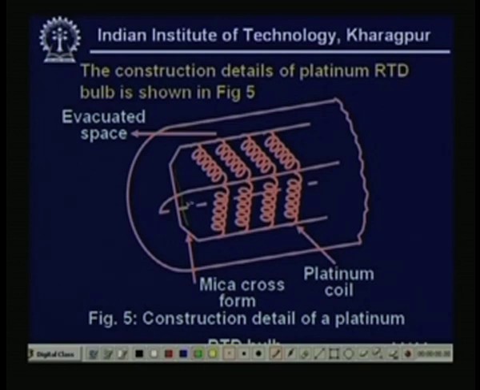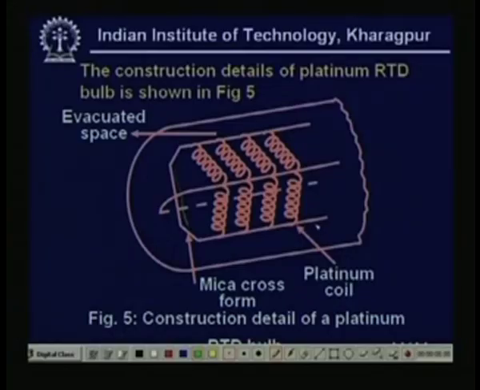This is another problem with this mica crossing. It also limits the high temperature limit, and it is hardly used above 650 degrees centigrade. And this is our platinum coil, and this is the evacuated space. The whole thing is put in a stainless steel sheath so that it can prevent any outside environment from reacting with it. Even though an RTD is quite inert, in case we are using other types like nickel, copper or tungsten, it should be protected from the environment and should not react with it.